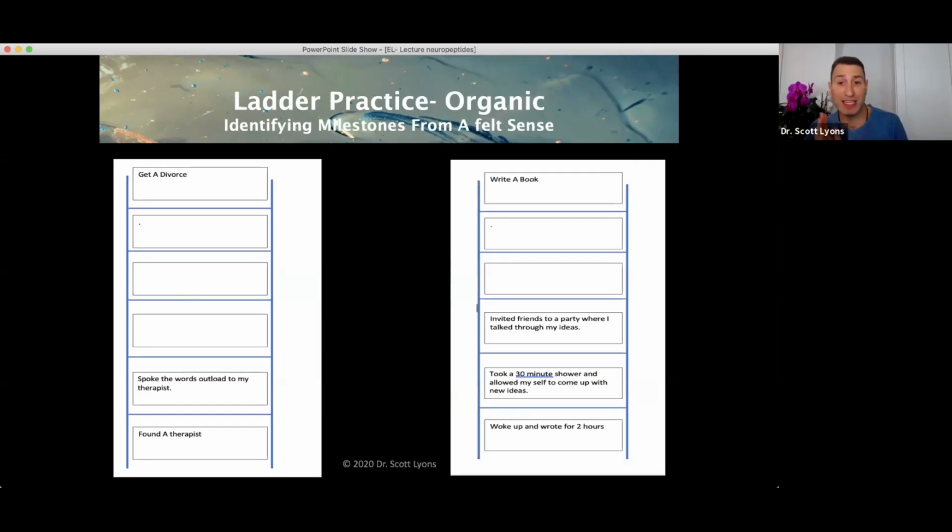Both the strategic and the organic ladders are supportive in different places, and for different people even. But they do the same thing, which is they create this buffering so that the effort doesn't overwhelm us, but helps fuel us into actualization of our goals.